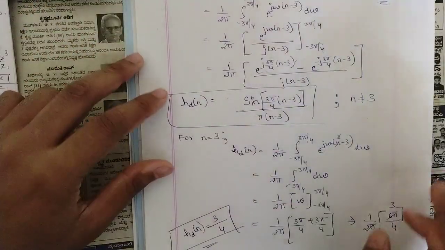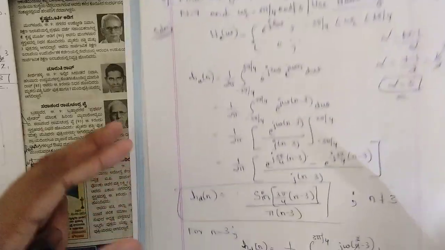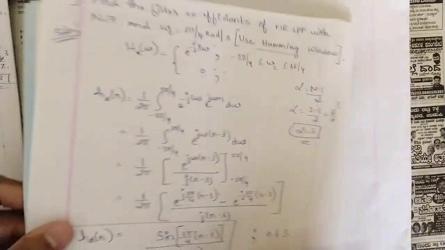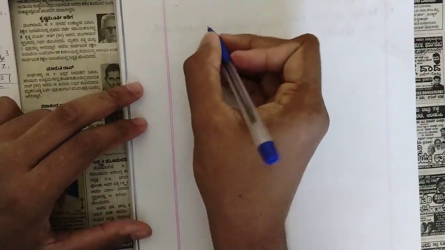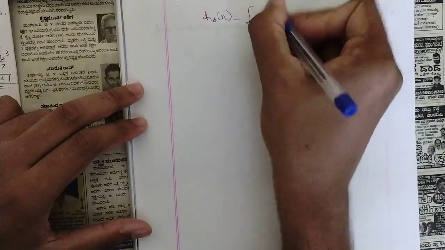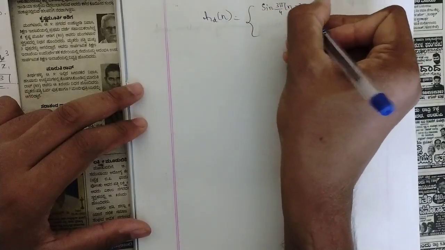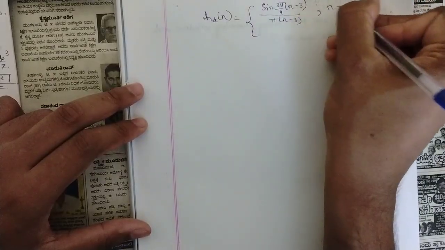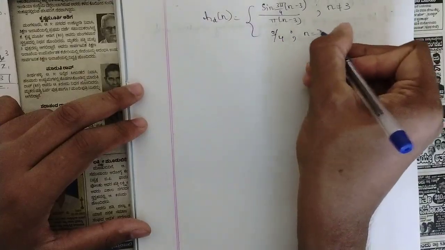So these are the two values of hd of n. Let us write it now. hd of n, the values we got is sine of 3 pi by 4 into (n minus 3) divided by pi into (n minus 3). This is for n not equal to 3, and for n equal to 3 we got 3 by 4.